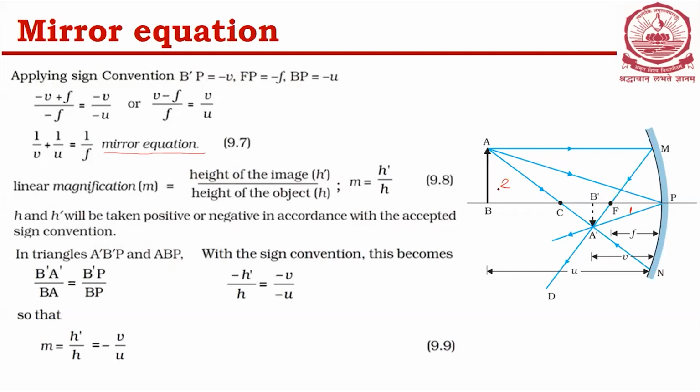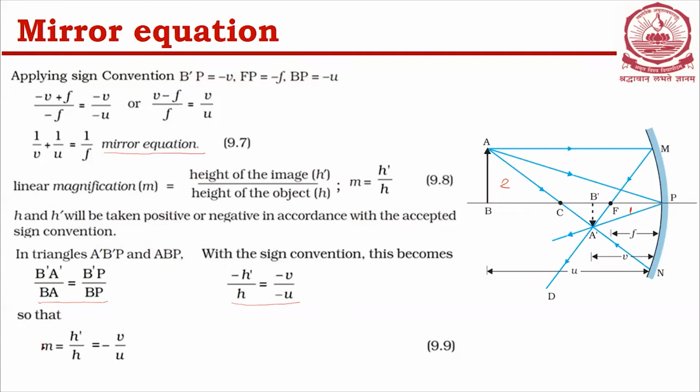So this distance BP is the distance between this point B of the object and the pole, and B dash P is the distance between the image point B dash and the pole. I have written this equation from the right angle triangles. With the sign convention, you can write it like this.